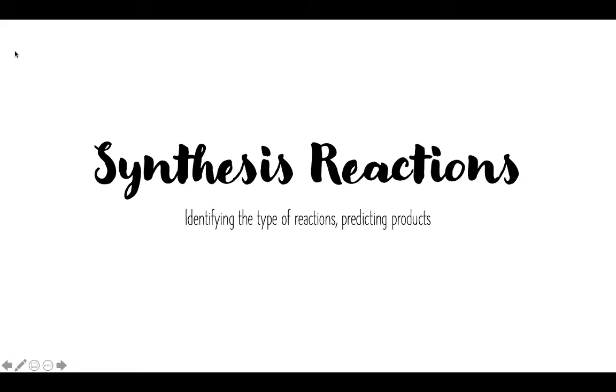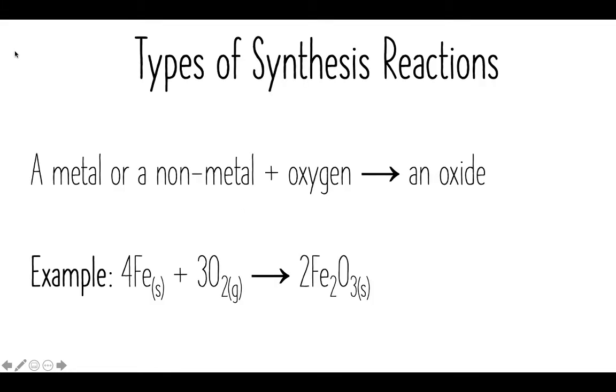The first type of reaction that we're going to take a look at is synthesis reactions. Synthesis reactions include starting with two smaller compounds or elements and creating one product. There are a few different types of synthesis reactions, the first of which being a metal or a nonmetal reacting with oxygen to produce an oxide.